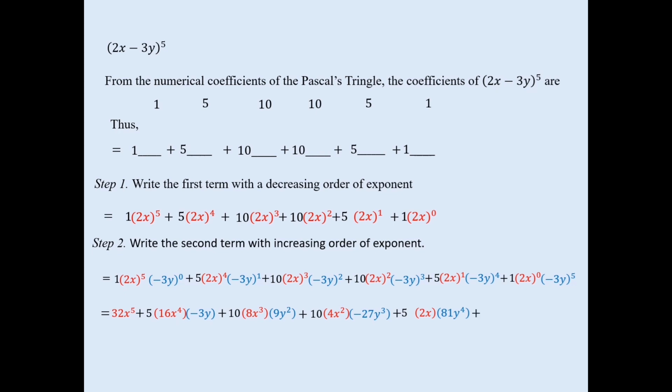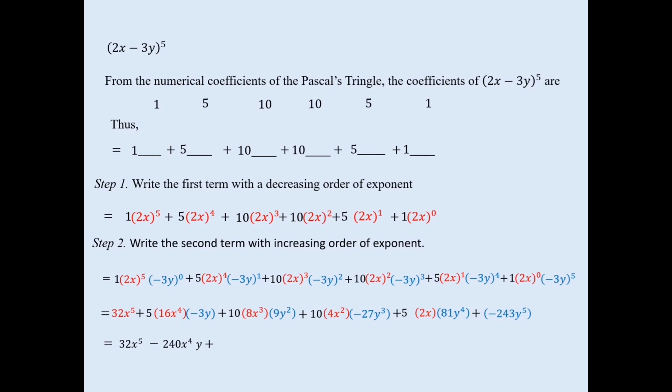Plus, again, 2x to the power of 0 is just simply equal to 1. See, we are having negative 3y to the power of 5 na lang, and negative 3y to the power of 5 is negative 243y to the power of 5. Simplifying further, you have 32x to the 5. 5 times 16 times negative 3 will give you negative 240. Then just copy the variable x to the 4th y.